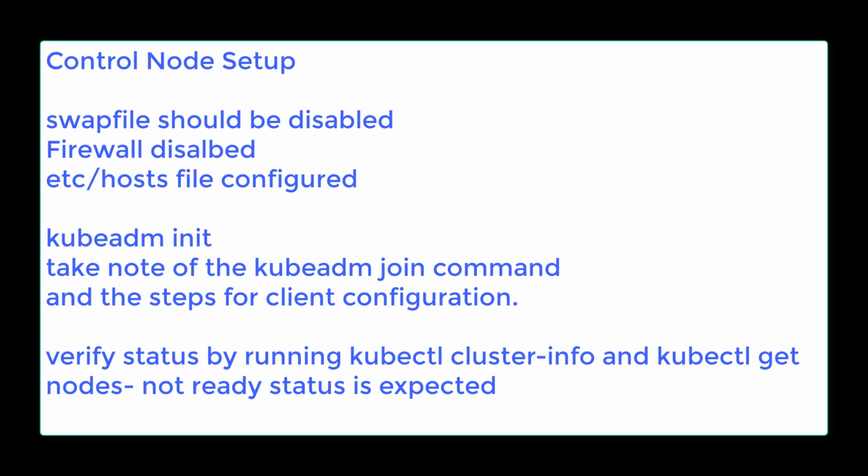Okay, we're ready for the control node setup. The swap file should be disabled, firewall disabled, and the etc hosts file should be configured. This is the part of the CKA curriculum you'll be asked to know, starting right now, meaning starting by running kubeadm init.